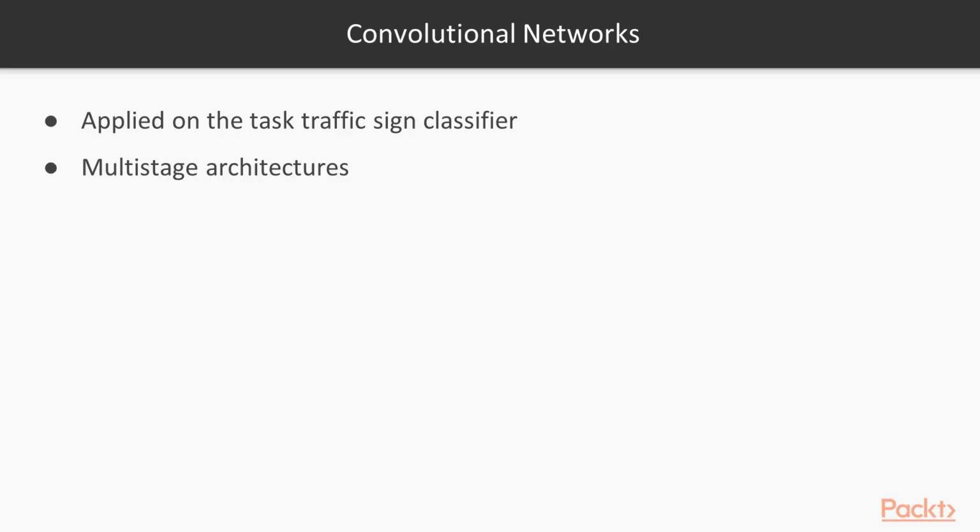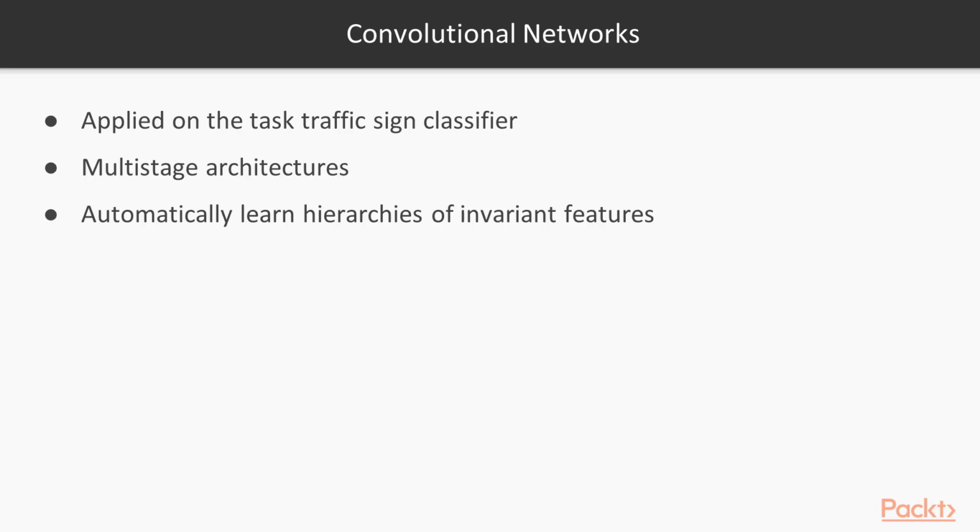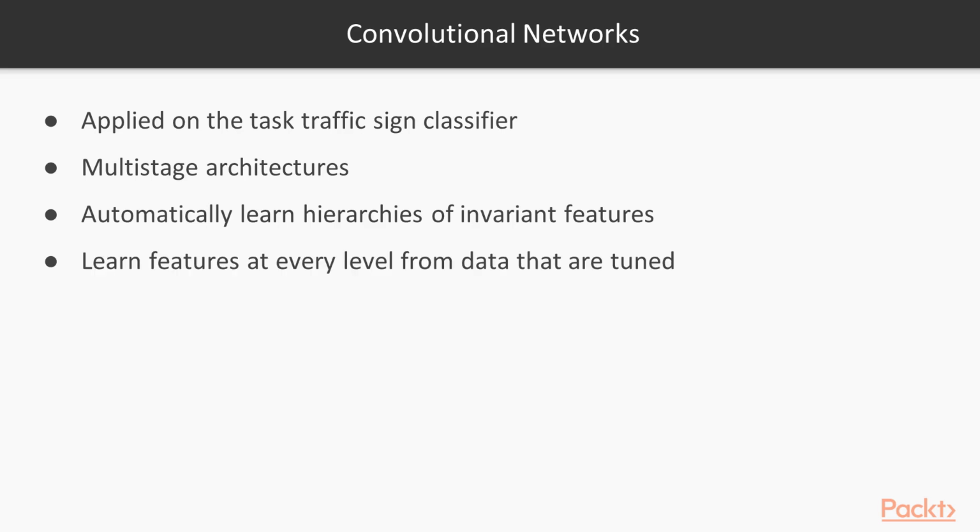In this section, we will apply convolutional neural networks, ConvNets, to the task of traffic sign classification as part of GTSRB, the German Traffic Sign Recognition Benchmark. Convolutional neural networks are biologically inspired multi-stage architectures that automatically learn hierarchies of invariant features. While many popular vision approaches use handcrafted features such as HOG or SIFT, convolutional neural networks learn features at every level from data that are tuned to the task at hand.